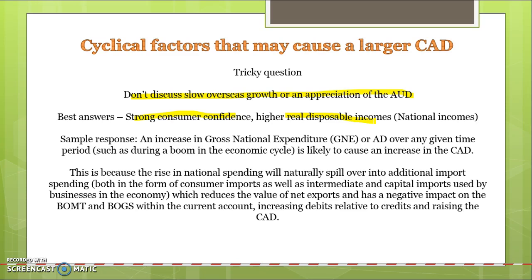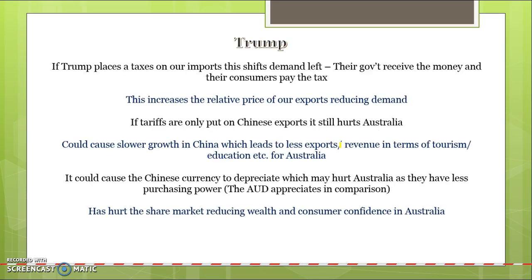So one example here is an increase in gross national expenditure or aggregate demand over any given time period is likely to cause an increase in the CAD. This is because the rise in national spending will naturally spill over to additional import spending, so consumer imports as well as intermediate and capital imports, which reduces the value of net exports. It has a negative impact on BOMT and BOGs within the current account, increasing debits relative to credits. So choose factors that are specific to a peak in the business cycle that lead to more import spending.